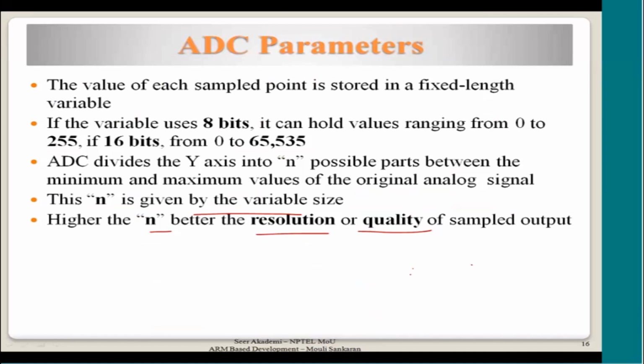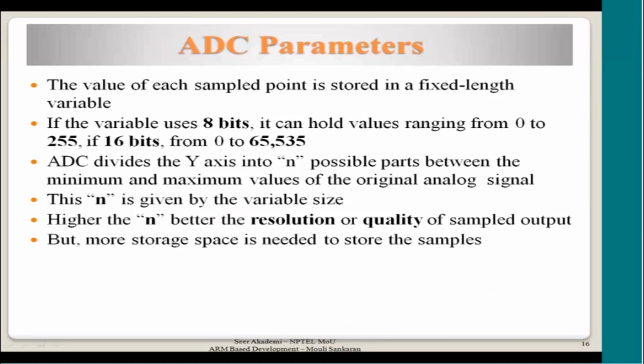Whatever you do, the actual analog signal will not be stored exactly in digital form. But if you want it to be as close as possible, then you may have to have more resolution. In that case, the error will be plus or minus something. But more storage space is needed. If you increase the width of the sample, then you need more space.